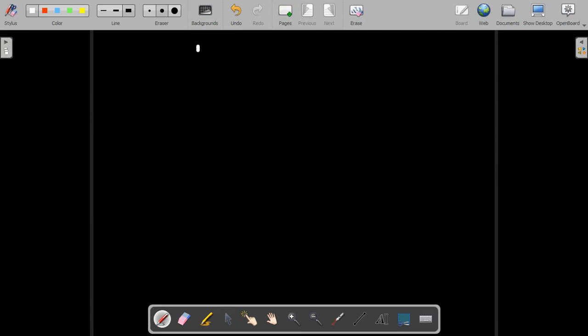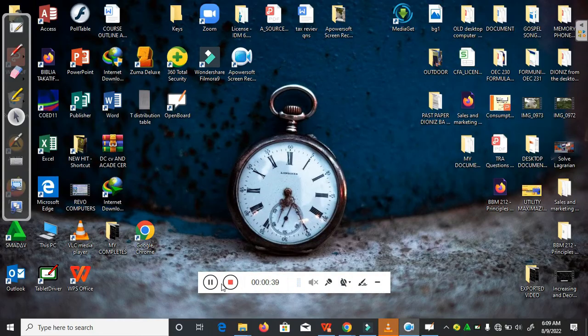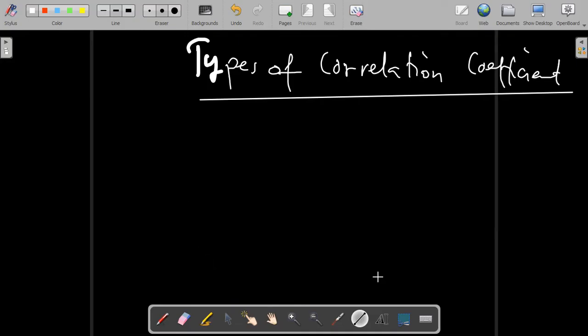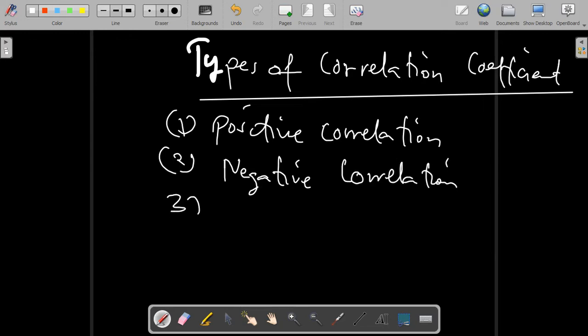So there are types of correlation coefficients. We have almost 3 types of correlation coefficient. The first one is the positive correlation, the second one is negative correlation, and the third one is no correlation.